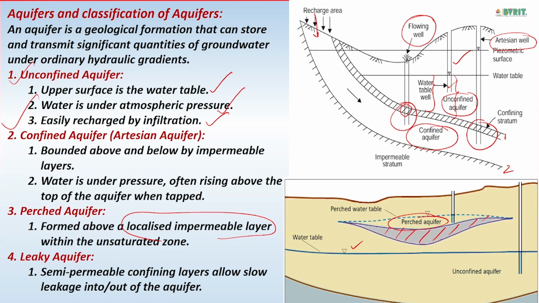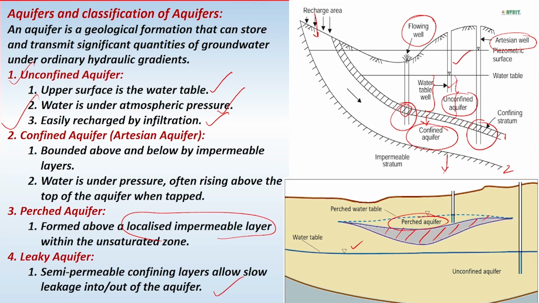perched water actually, a perched aquifer. And what is the leaky aquifer? The leaky aquifer is nothing but semi-permeable confining layers that allow slow leakage. For example, in the confined aquifer, these two impermeable zones are not completely impermeable, so the semi-permeable confining layers allow slow leakage of water into or out of the aquifer. If this is semi-pervious, it leaks water into the confining zone, whereas it also leaks out of it. So that is the fourth.